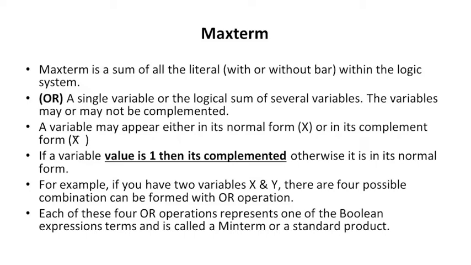For example, if you have two variables x and y, then there are four possible combinations that can be formed with the OR operation. Each of these four operations represents one of the Boolean expression terms and is called a maxterm or a standard sum.